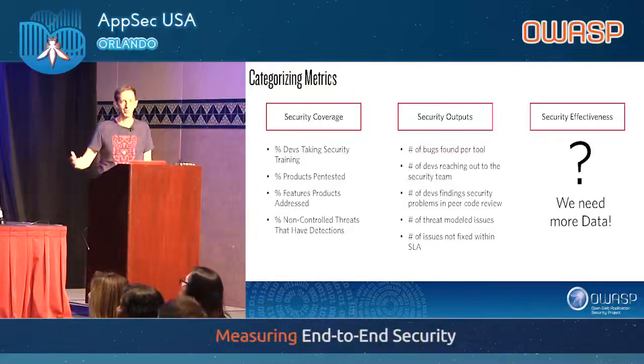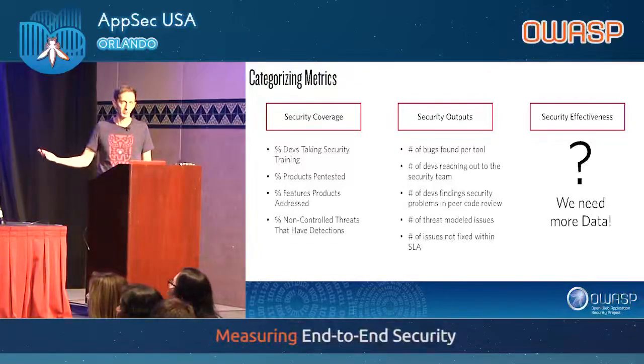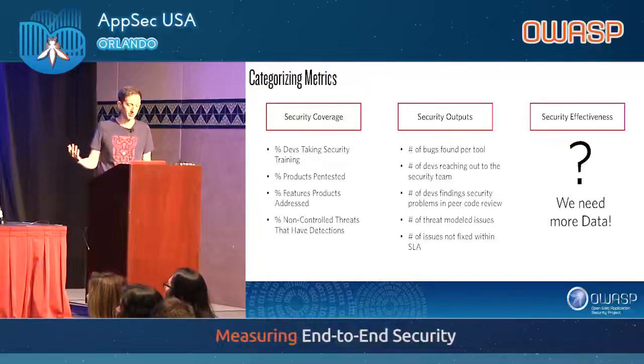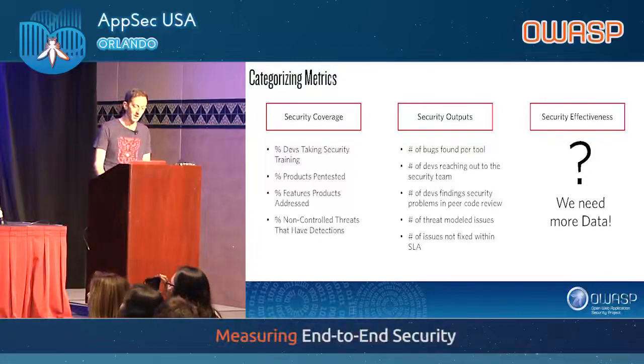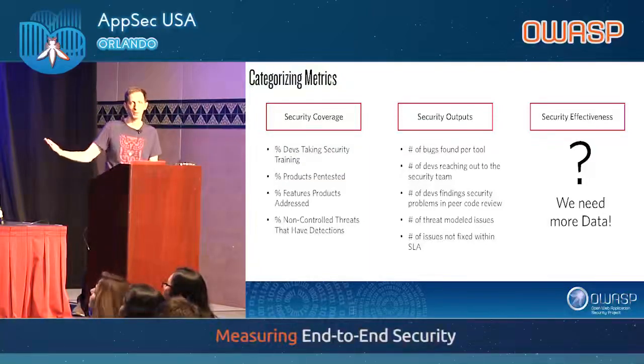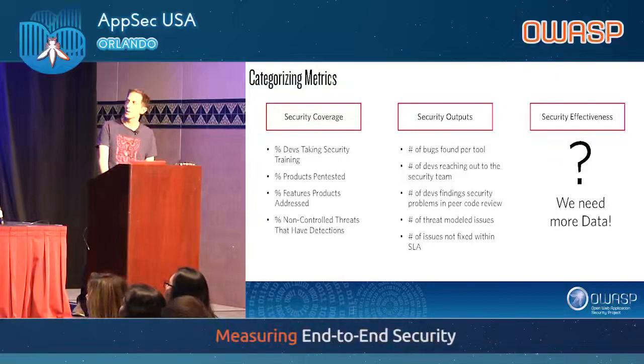So naturally, when we put these processes into place, there will be outputs from these things. Tools will find bugs, so we track the number of bugs. We'll talk about the number of developers reaching out to us from the security team. That shows sort of our engagement. And the number of threat modeled issues, like how much threat modeling are we doing, what are their outputs. But none of these show that the security program's actually working.